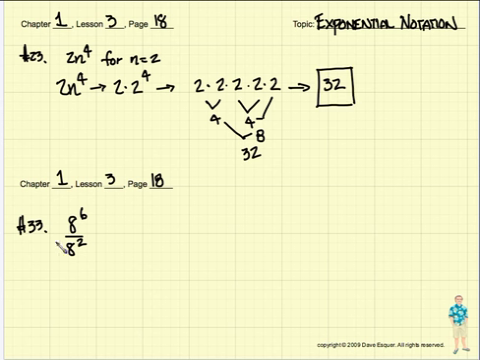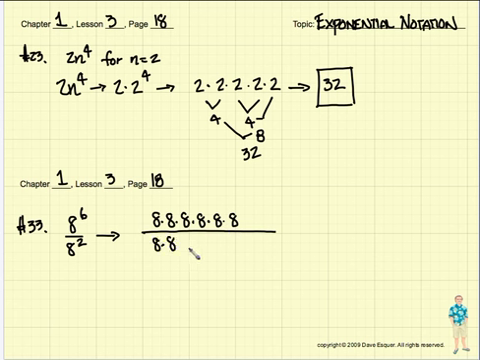Okay. On number 33, we have 8 to the 6th power in the numerator. We have 8 squared in the denominator. We don't know any rules yet in algebra at the very beginning of the year, so we'll make this nice and simple. Let's write out the top, and we'll write out the bottom. 8 times 8 times 8 times 8 times 8 times 8. Let's write out the bottom.